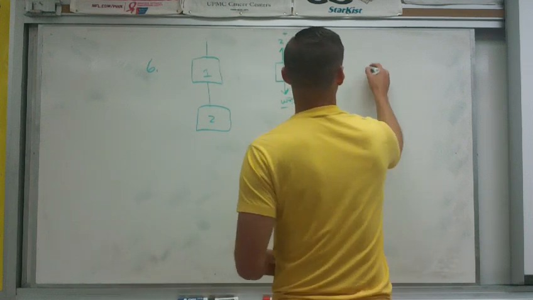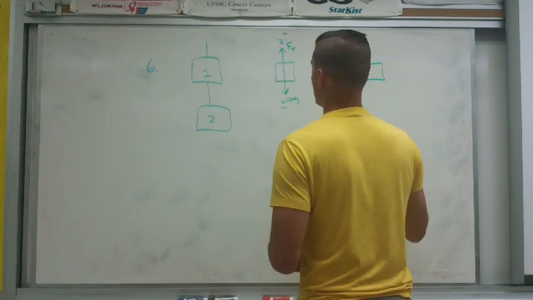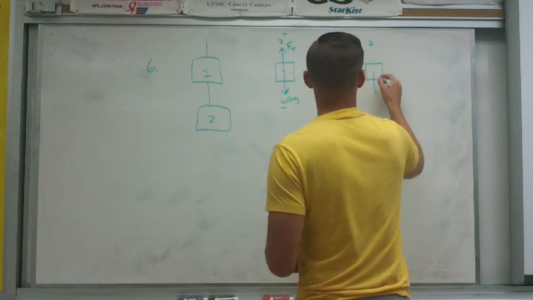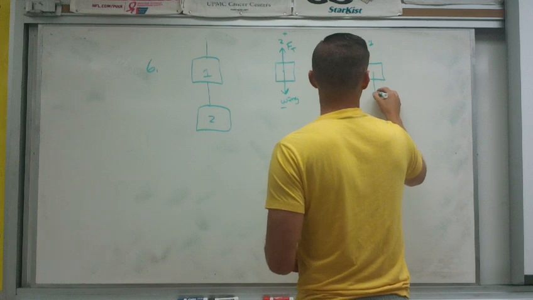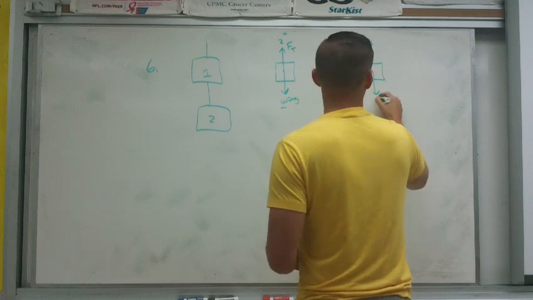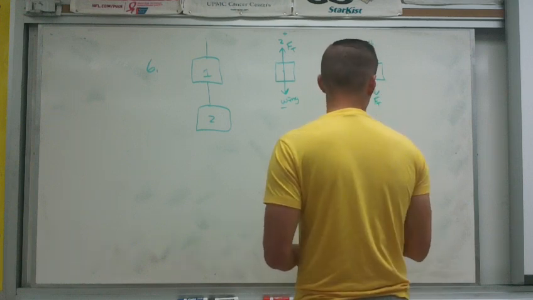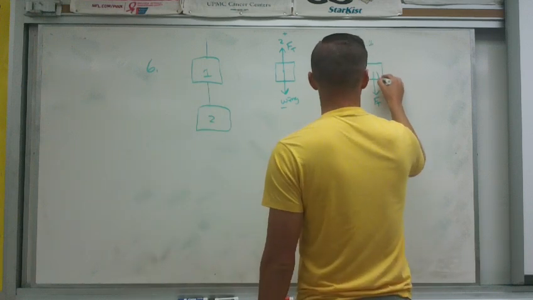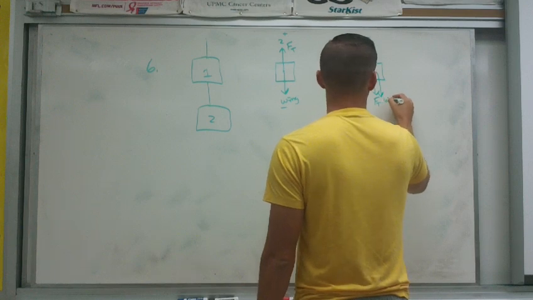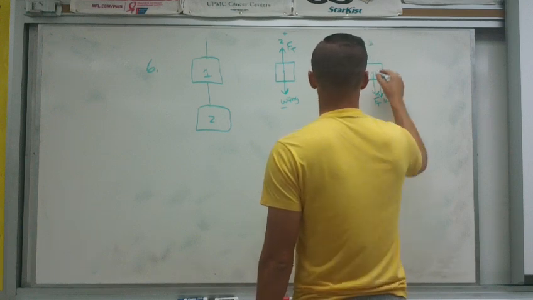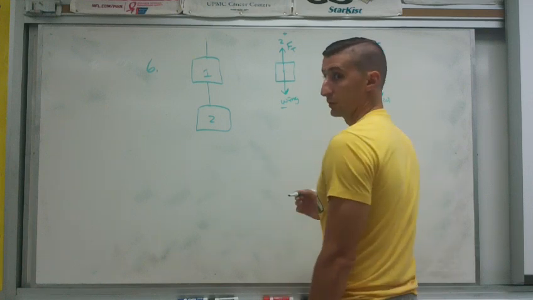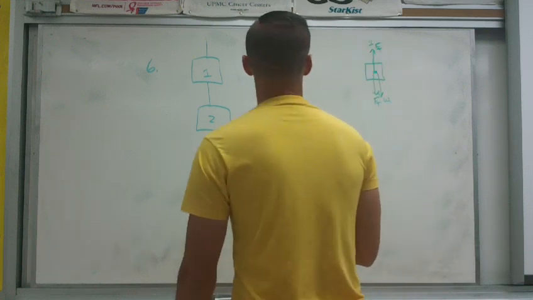This is bucket 1. You have Ft pulling that bucket down, right? The tension in rope 1 is pulling that one down, but you also have the weight of bucket 1 pulling it down, and then you have the tension force pulling it upwards. Okay? So let's start here.